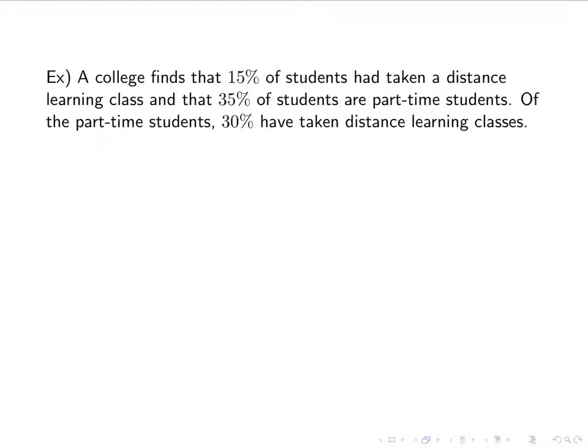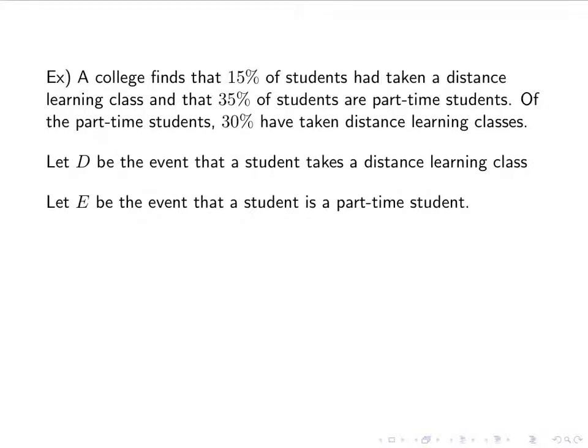So for an example, a college finds that 15% of students had taken a distance learning class and that 35% of students are part-time students. Of the part-time students, 30% have taken distance learning classes. Let D be the event that we chose a person who is a distance learning student, and let E be the event of choosing a student that is a part-time student. Are D and E independent?